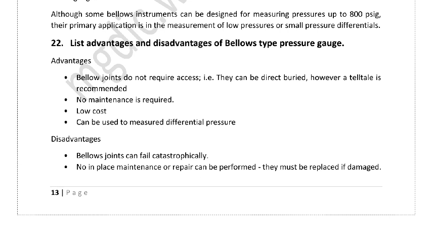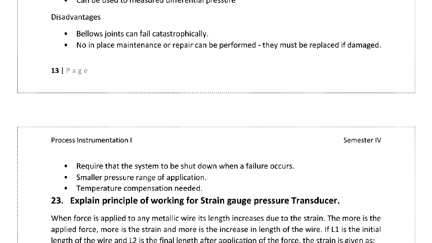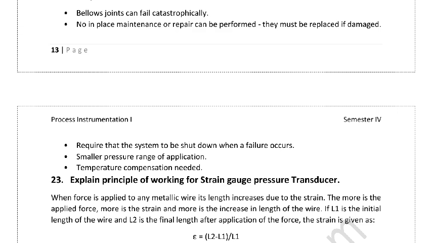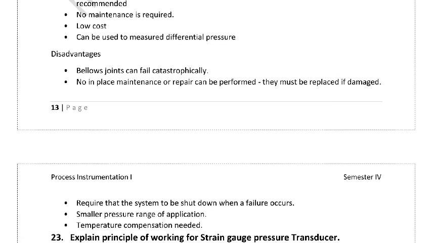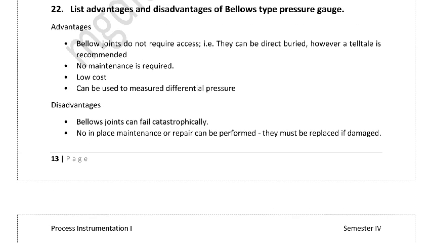List of advantages and disadvantages of bellows type pressure gauges. Bellows joints don't require access. They can be directly worked. No maintenance is required, low cost. Can be used to measure differential pressures. Some advantages we can write: bellows joints don't require access.